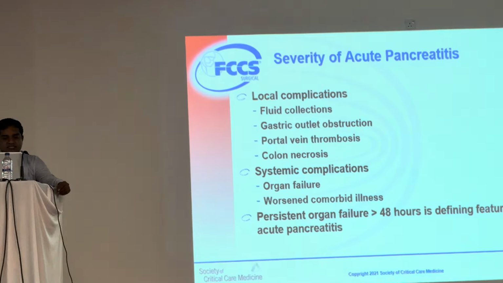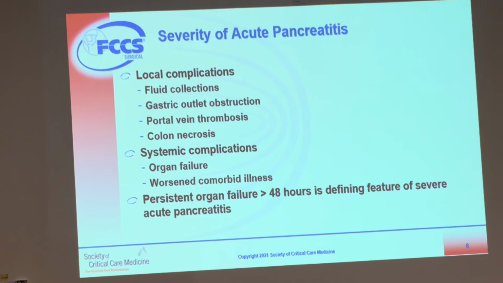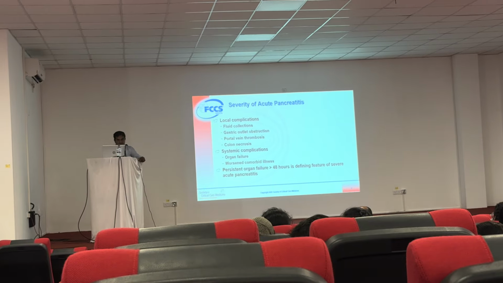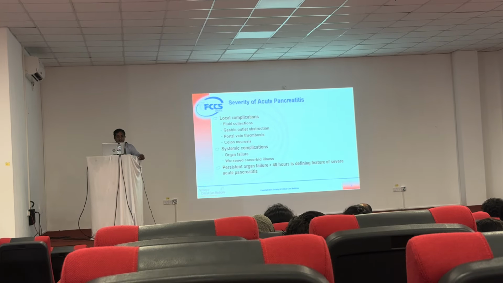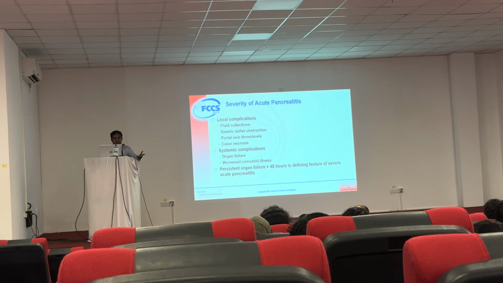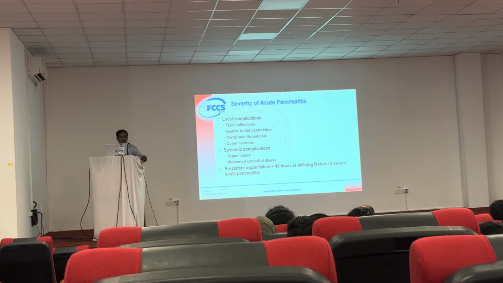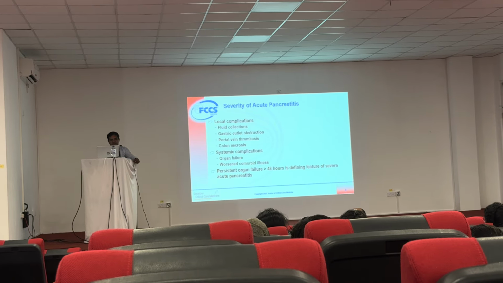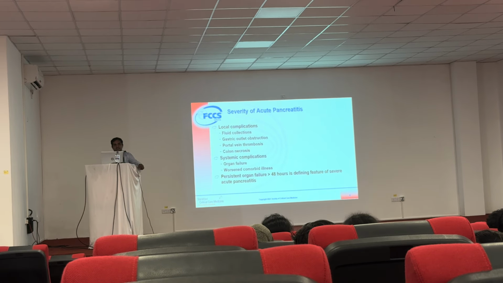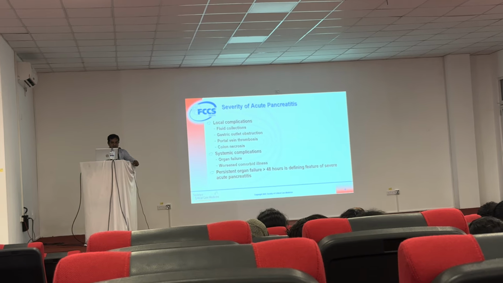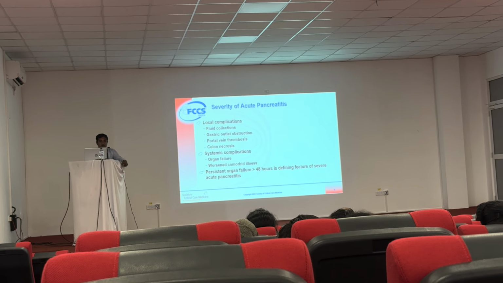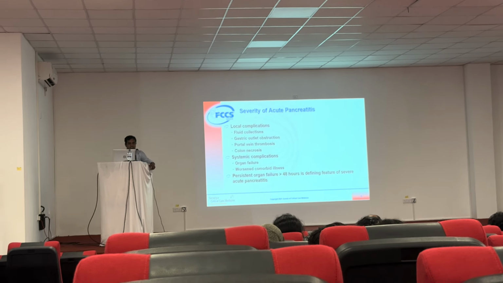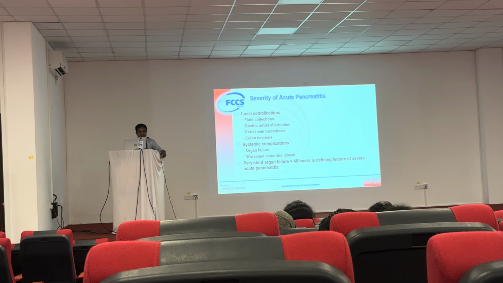Local complications, systemic complications, and organ failure we also need to consider. Local complication, as usual, edematous pancreatitis or necrotizing pancreatitis can cause fluid collection. Local edema can cause gastric outlet obstruction because you know the anatomy, the pancreas is very close to the intestinal tract, so it can obstruct the lumen of the intestine. And portal vein thrombosis and colonic necrosis.